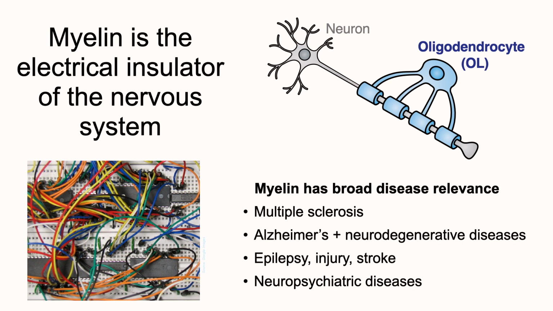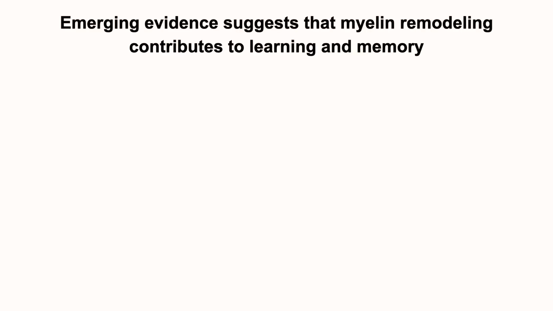It's well known that myelin is directly affected in multiple sclerosis, leading to very profound disability in patients. Myelin also has emerging roles in neurodegenerative diseases like Alzheimer's, as well as broader roles in epilepsy, injury, stroke, and even neuropsychiatric diseases.